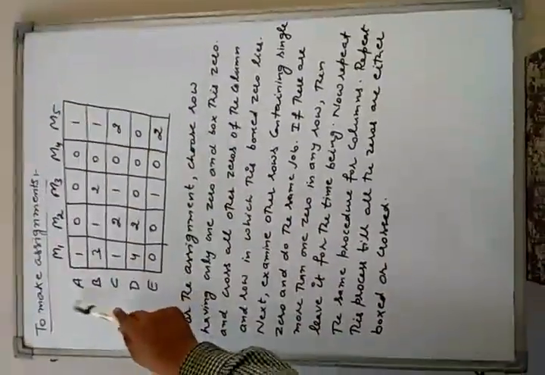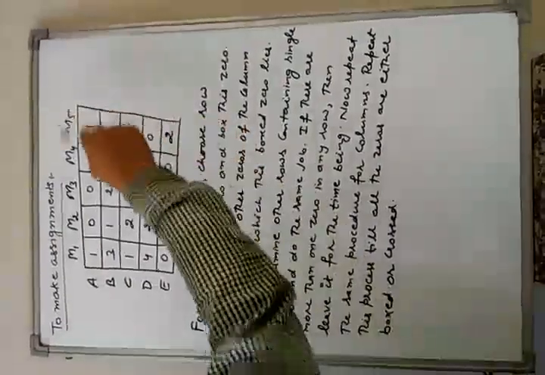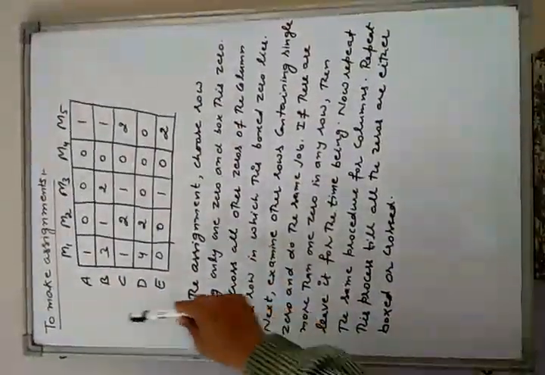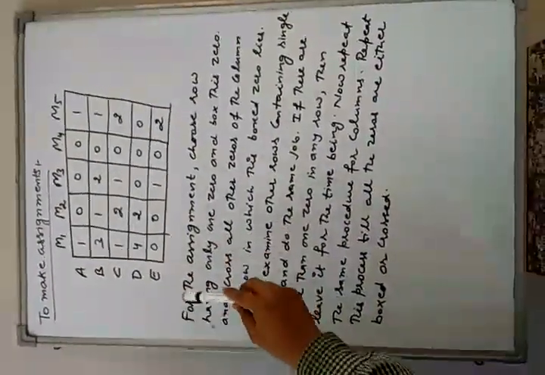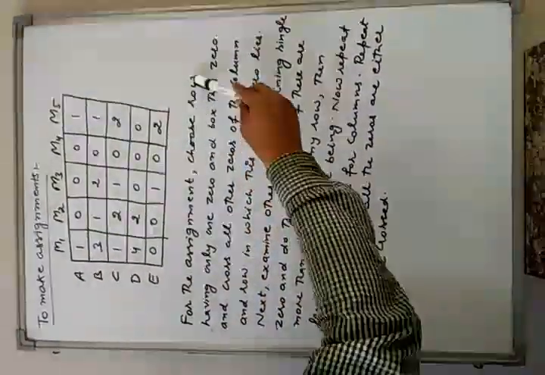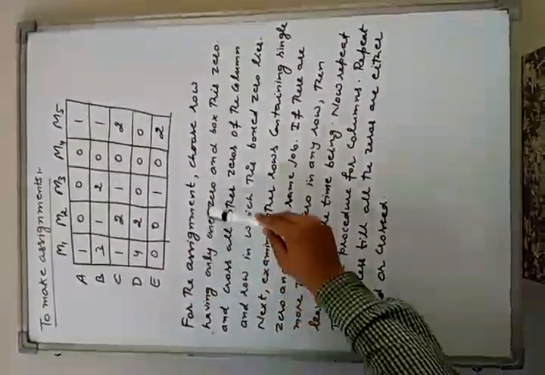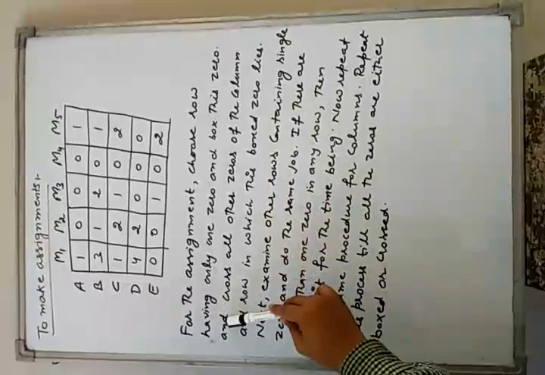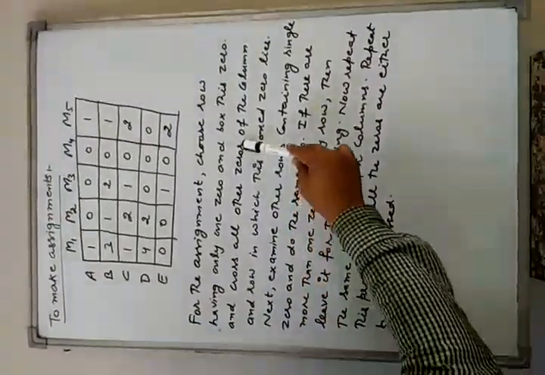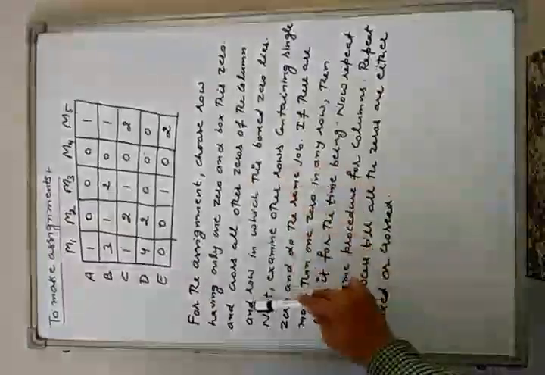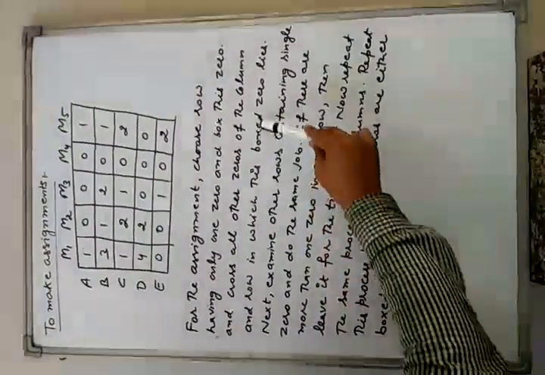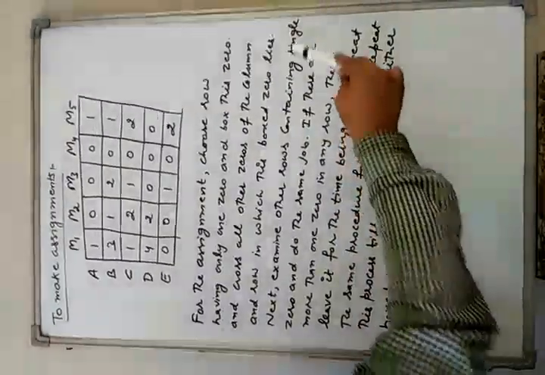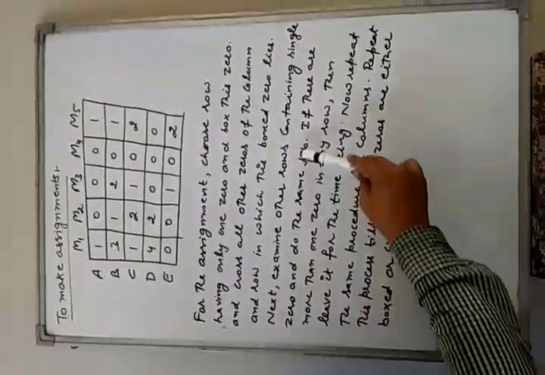This is the same table after the column reduction, that is, after the second step. To make the assignment, we have to follow a procedure. Choose a row having only one zero, box this zero, and cross all other zeros of the column and row in which this boxed zero lies. Next, examine other rows containing a single zero and do the same.